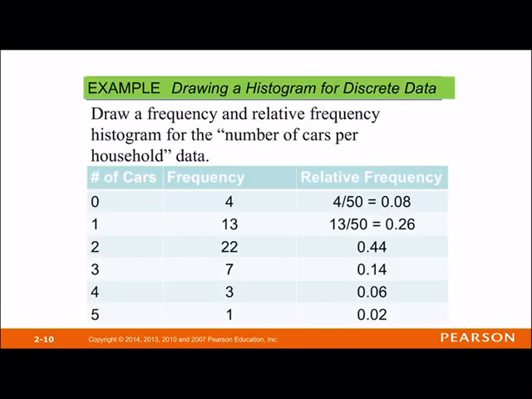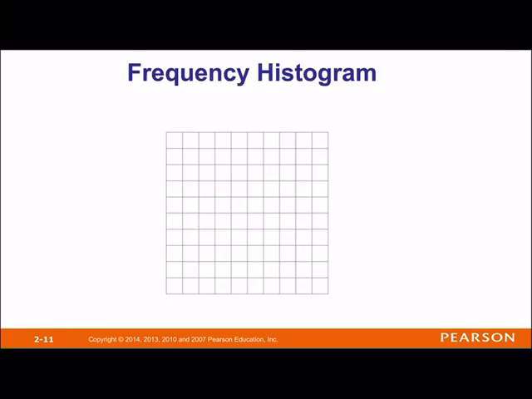Okay. So again, we want to draw a frequency and a relative frequency histogram for the number of cars per household data. So this is the data that we just found. So the first one that we'll do is our frequency histogram. Okay, and again, I would just do a little pre-planning. You have 5 cars in total. And again, this side must be frequency. Okay, in a histogram, it is not an option. Y must be the frequency.